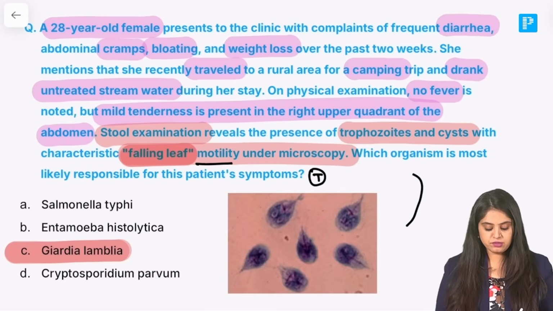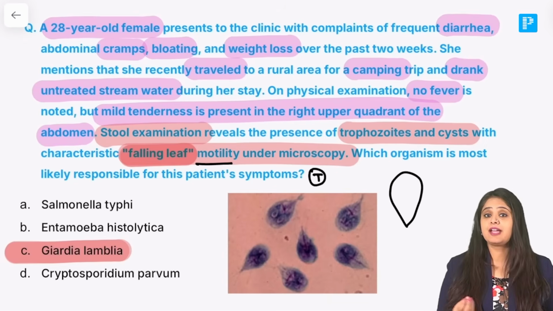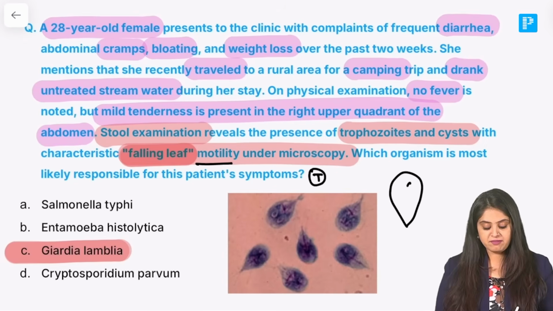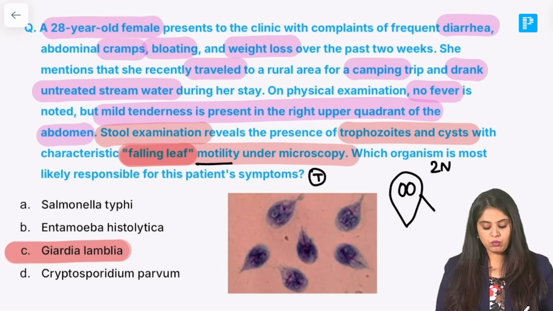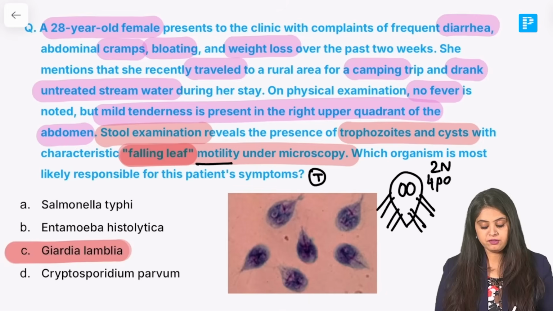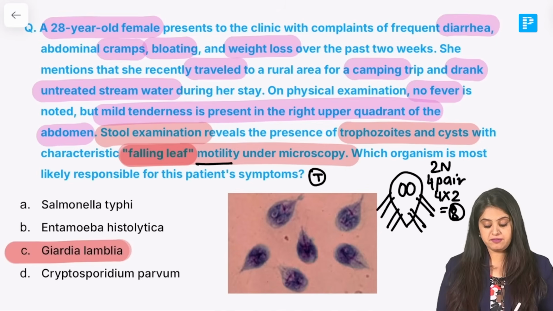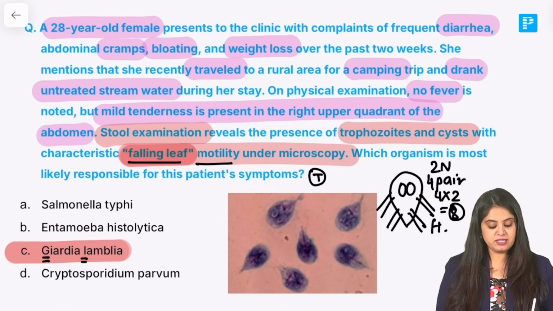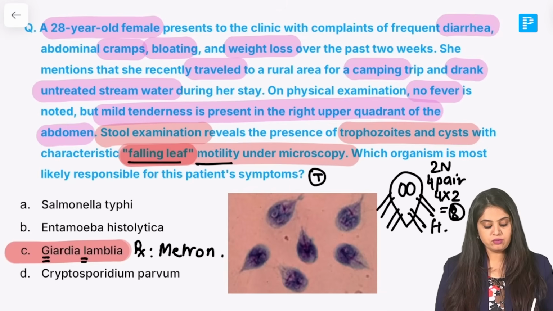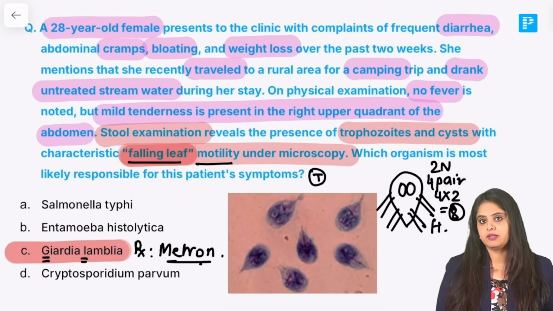Now if I had to draw this trophozoite, we call Giardia lamblia the angry old man of the intestine. A man will have 2 eyes. So how many nuclei does Giardia lamblia have? 2. And then an old man will have a beard. How many flagella does it have? It has 4 pairs of flagella, and that is what you have to watch out for, which means it has a total of 8 flagella, and that flagella has resulted in the falling leaf motility. How did we learn it? Girta hua leaf, falling leaf motility. And of course the treatment over here is also going to be metronidazole that you have to give to the patient, or even tinidazole can be given.